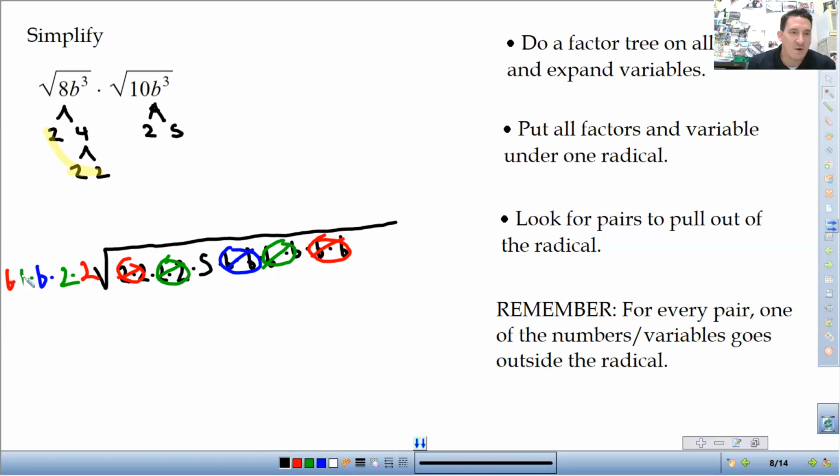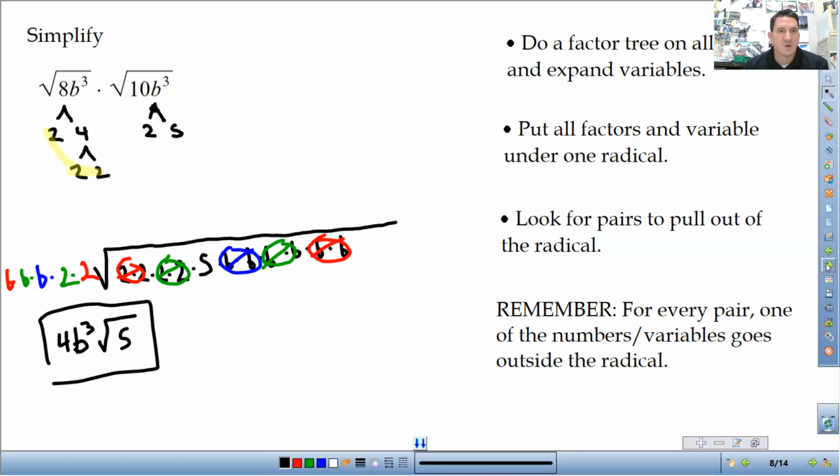Multiply everything left over. So b times b times b is b cubed. 2 times 2 is 4. So that's going to be 4b cubed with 5 on the inside. All right. Let's look at another one.